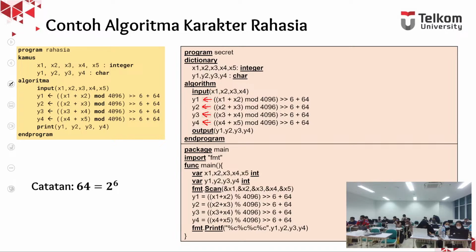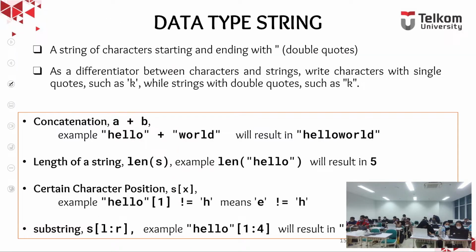Okay, next. Okay, next again. Okay, this is the last data type, the string data type. If we want to specify a string, usually we will type it with double quotes. And a string actually consists of characters. And then how to differentiate between a character and a string? Usually a character is denoted with a single quote, while a string is represented with double quotes.